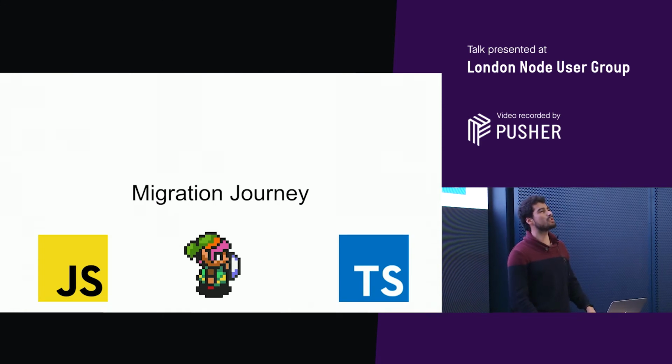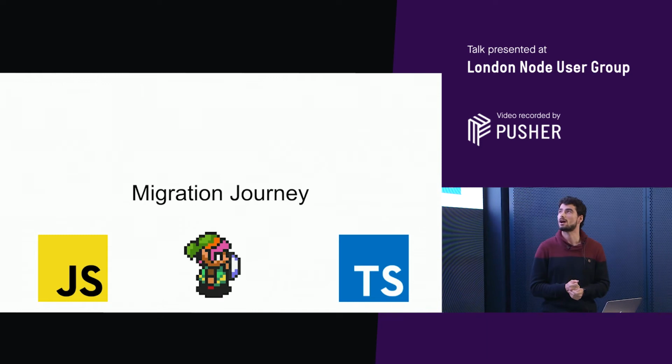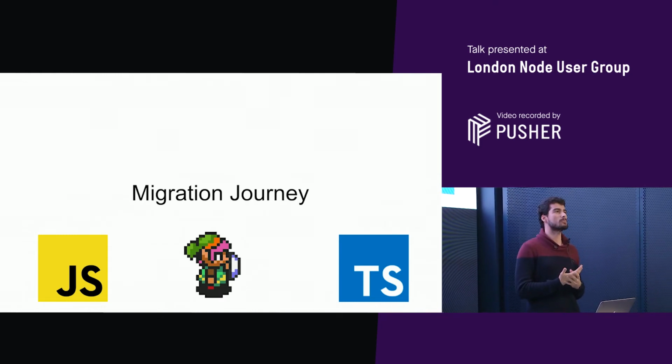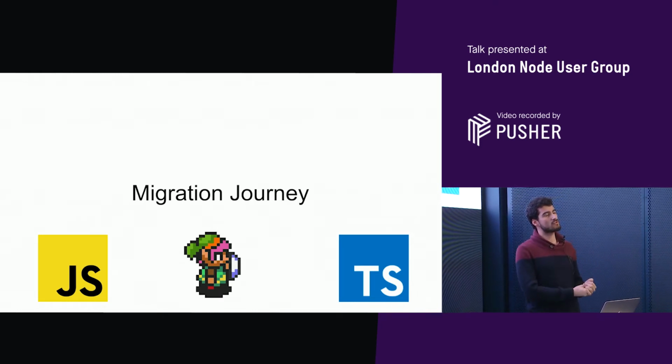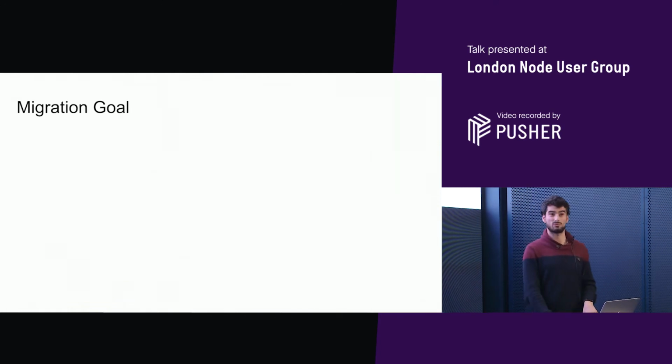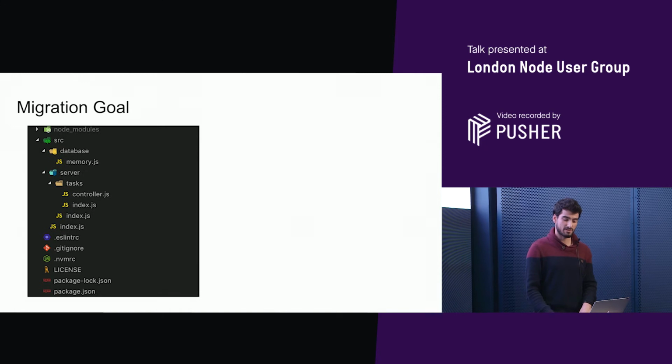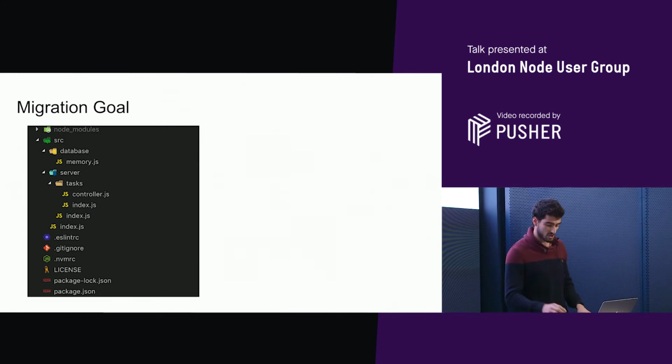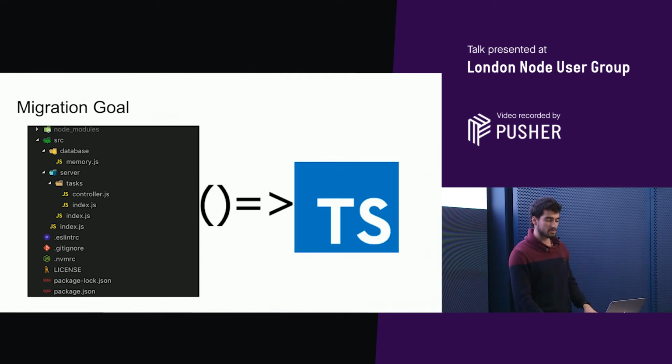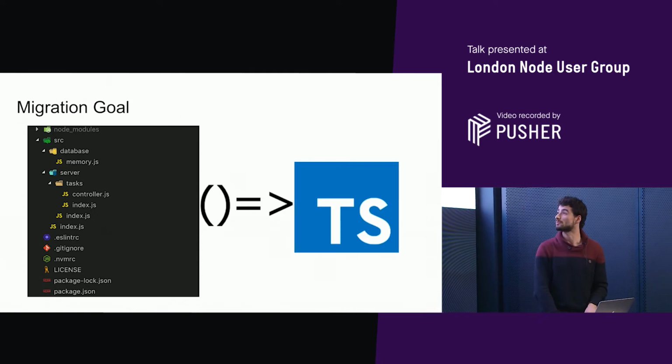And now that we know the basics about TypeScript, more or less, let's talk about migration. So how can we migrate our JavaScript applications from JavaScript to TypeScript? So let's define our goal. I have a simple web server written in JavaScript, and the goal is to migrate to TypeScript. So you can find the code here. Feel free to check it out.